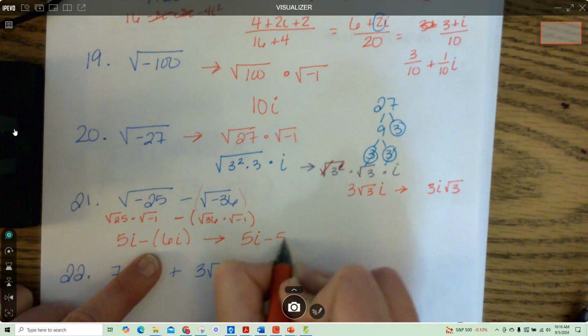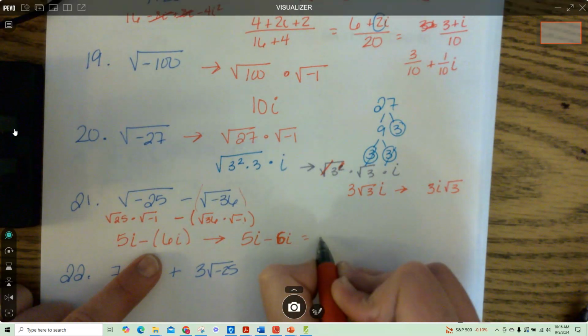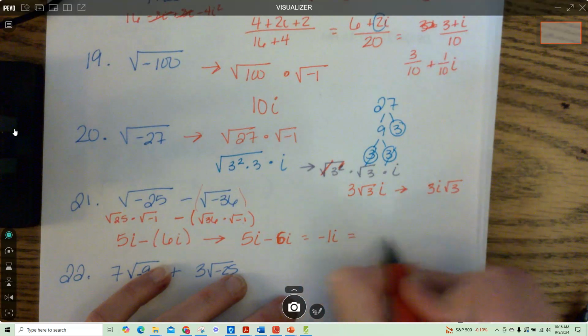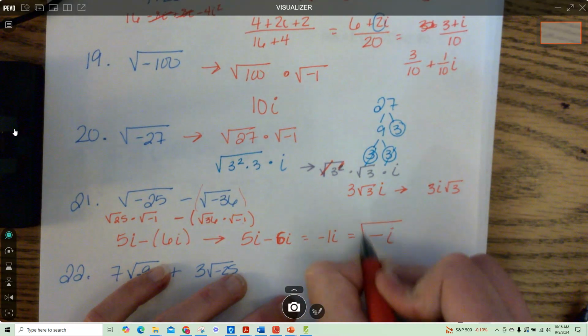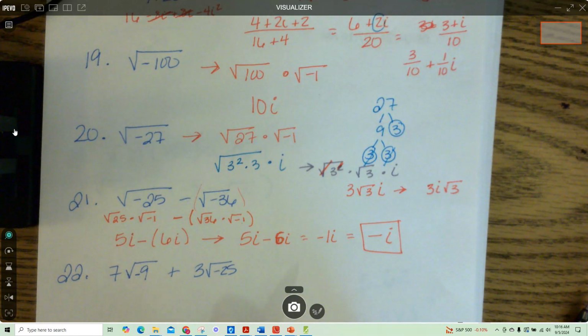That way I can just make sure that I'm catching that sign. 5i minus 6i. Oh my goodness. Minus 6i. That's a 6, which would be a negative 1i, or in simplified form, a negative i. Be careful with your signs on that one.